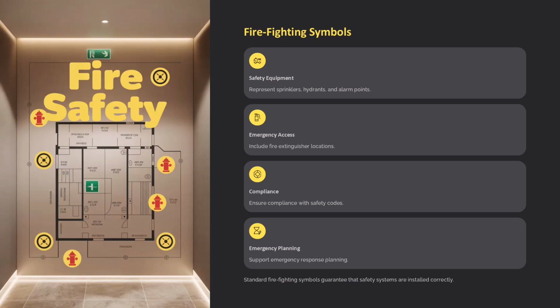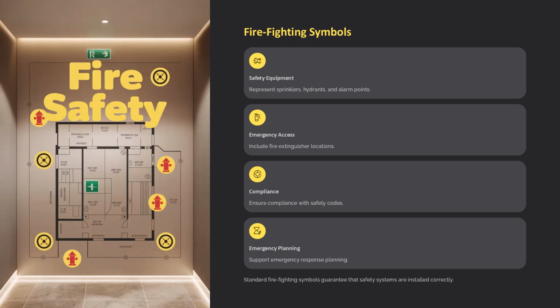They also support emergency response planning by marking hydrant points and escape systems clearly. Hotels cannot compromise on fire safety, and symbols guarantee proper design and installation of protective systems. Inspectors also rely on these standardized symbols to verify compliance with codes.